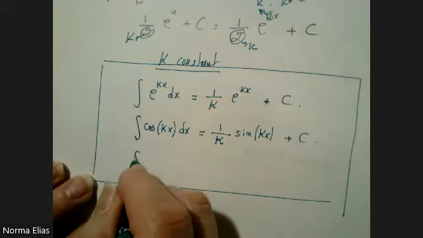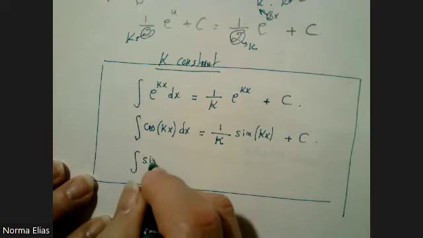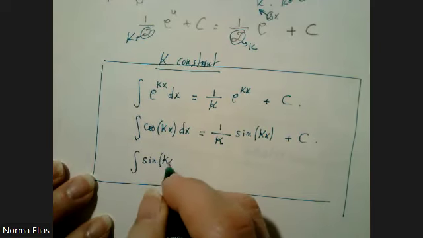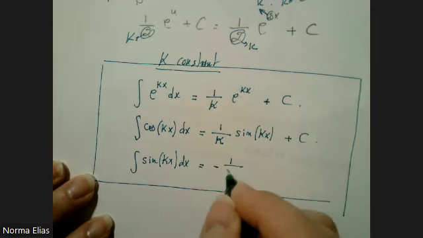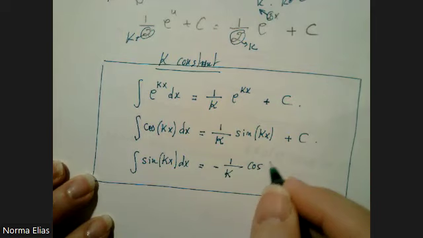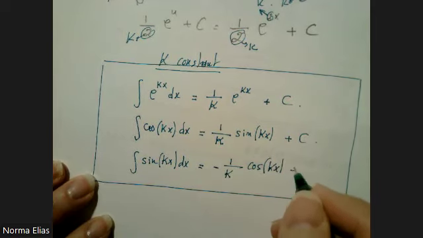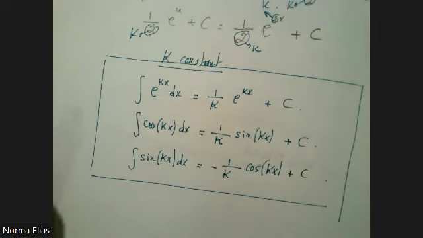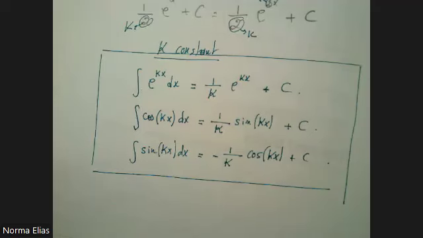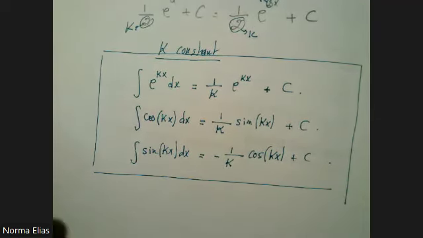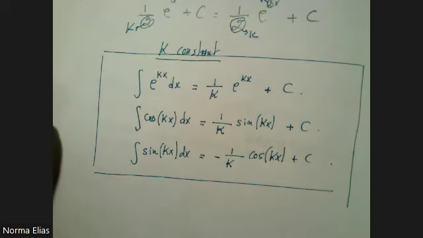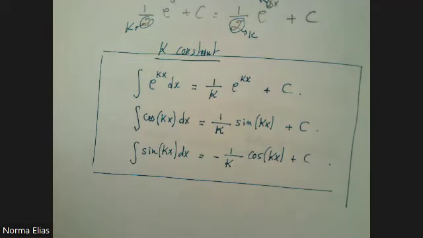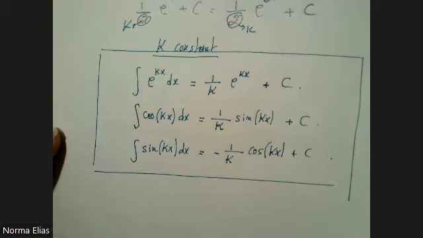And finally, the same thing with the sine. This is minus 1 over k cosine of kx. So those integrals will have to be added to the list of integrals that we know. It's not a lot of them, but this has to be added because, as I said, of the frequency in which those integrals will come up with you in this course and in your later courses.